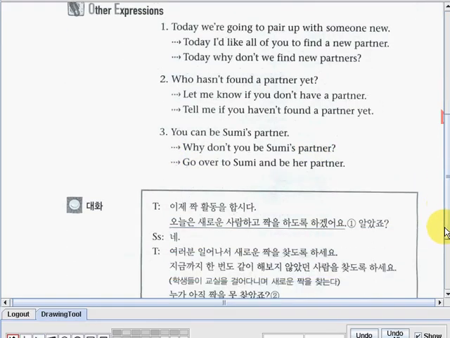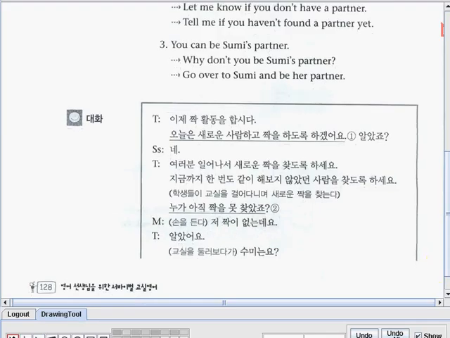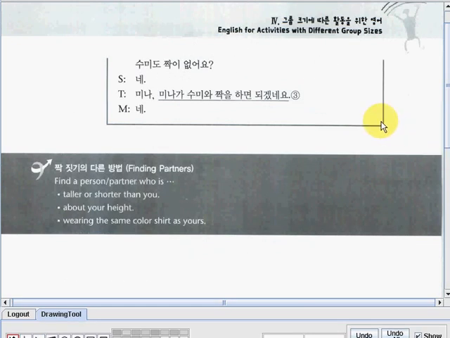Alright, now we have here again below the Korean translation of the dialogue part. And here's the continuation of it. Now we have here, finding partners. Find a person or partner who is taller or shorter than you, about your height, or wearing the same color shirt as yours.